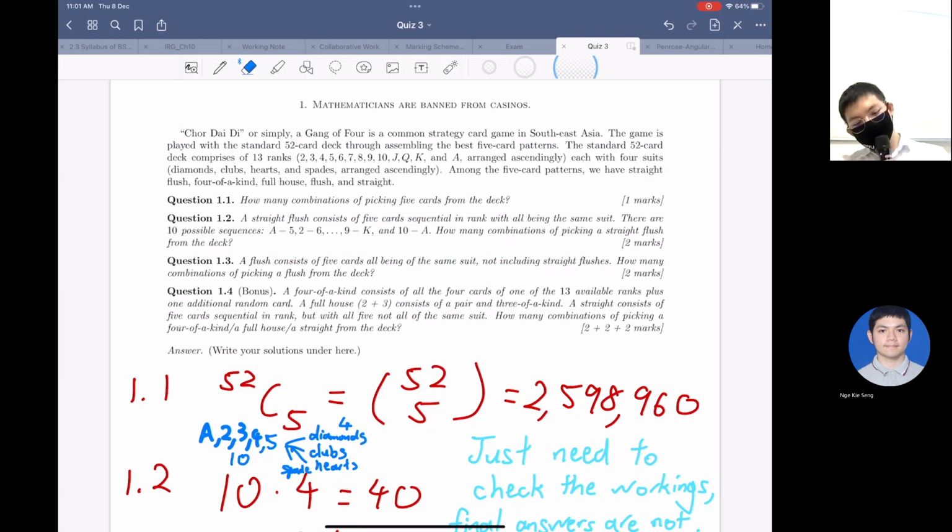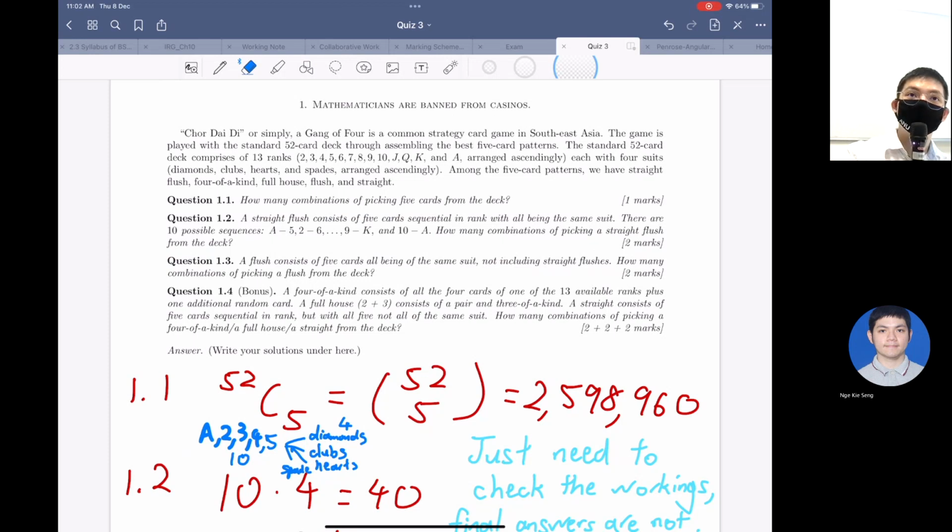First, in this game we care about 5-card patterns. Whoever assembles the 5 cards better will win the game. Question 1 is the easiest one: how many combinations of picking 5 cards from the deck? We don't care about permutation, so use C. Then 1.2, straight flush: 5 cards sequential in rank, all the same suit. There are 4 suits, so it's just 10 times 4.